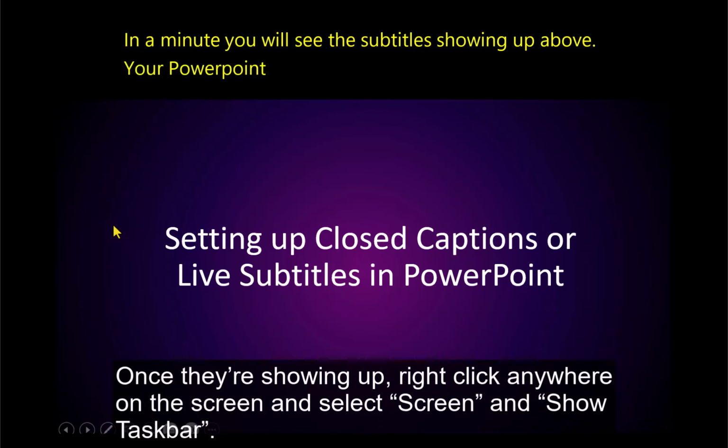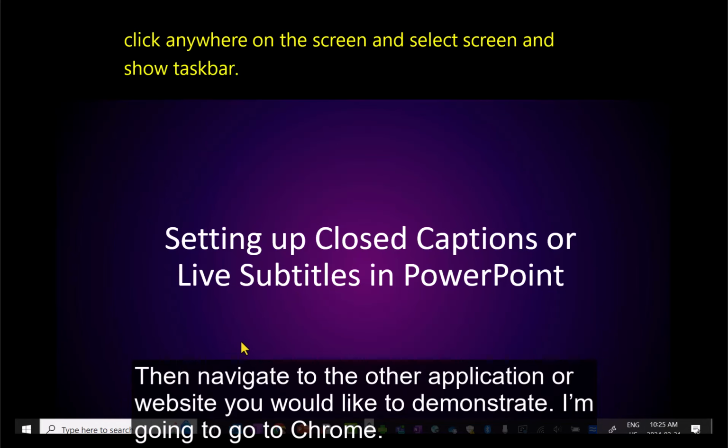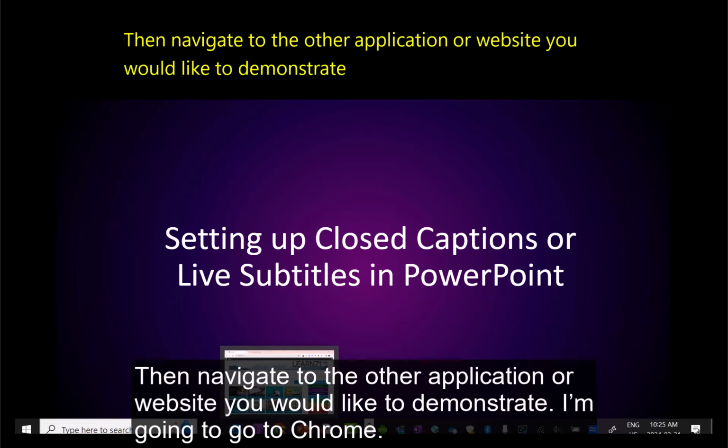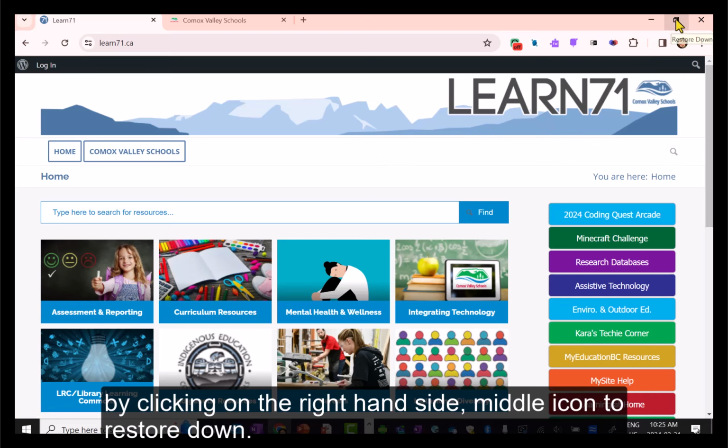Once they're showing up, right-click anywhere on the screen and select Screen and Show Taskbar. Then navigate to the other application or website you would like to demonstrate. I'm going to go to Chrome. And then I have to minimize Chrome once I'm on the website I want to demonstrate by clicking on the right-hand side middle icon to restore down.